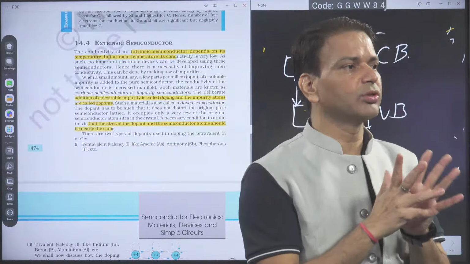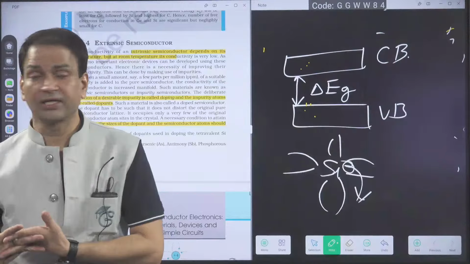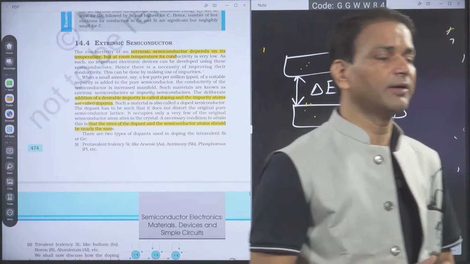So these two things we have to remember. The size of the dopant must be comparable to the size of the semiconductor atom. Second thing, the doping concentration must be low. That is of the order of ppm.